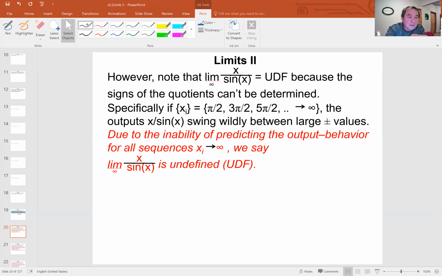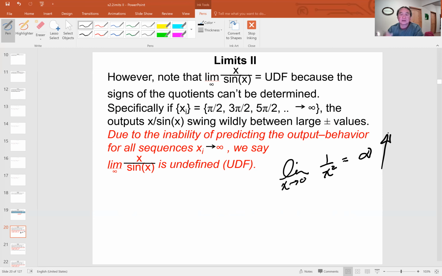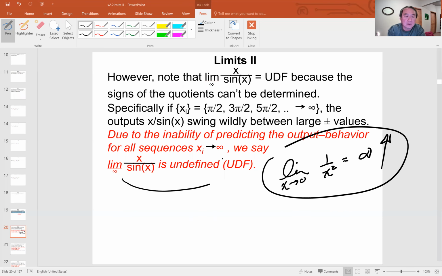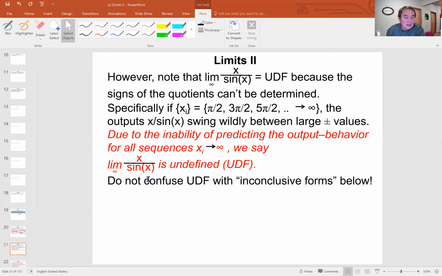So again, this chaotic is different from the fact that something like the limit as x approaches 0 of 1 over x squared is undefined, but I know the behavior: this goes to infinity. And this is not chaotic. I know the quotient steadily goes up, becoming bigger and bigger and bigger. The behavior I know for this one. But this time, I don't know the behavior because it's oscillating.